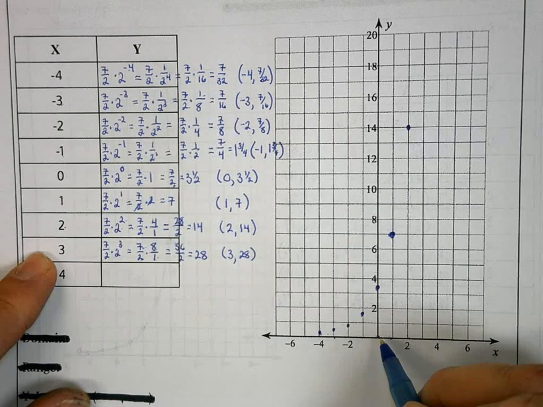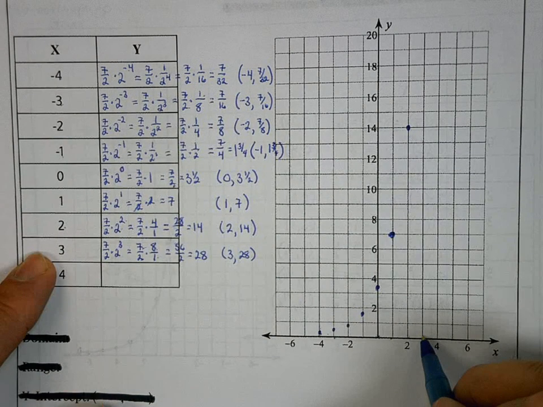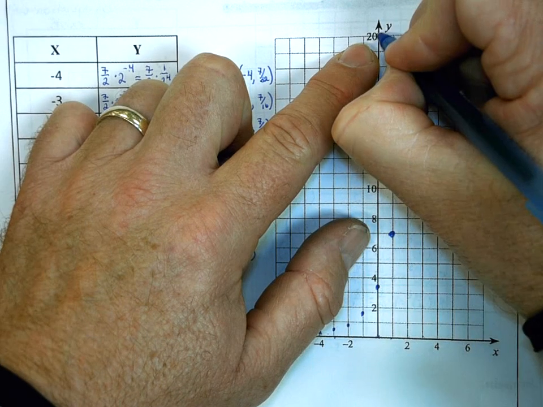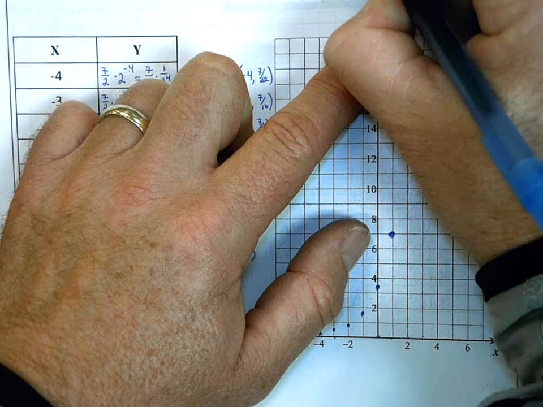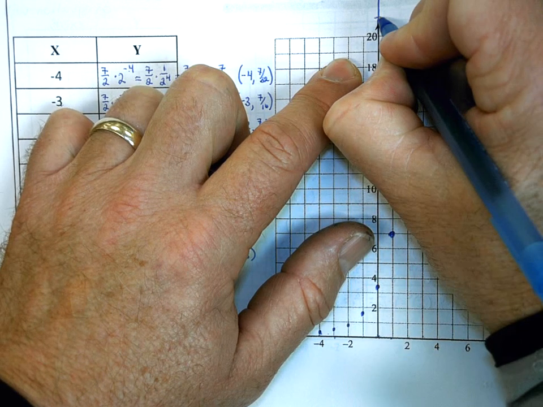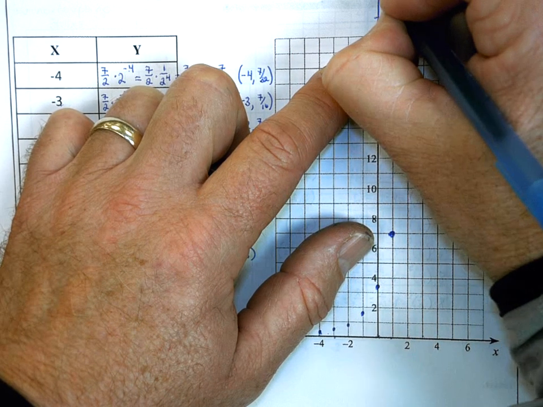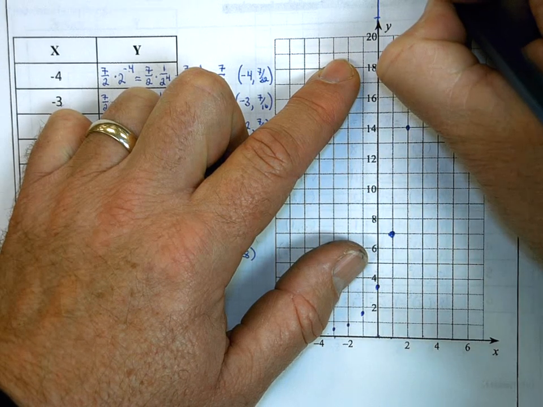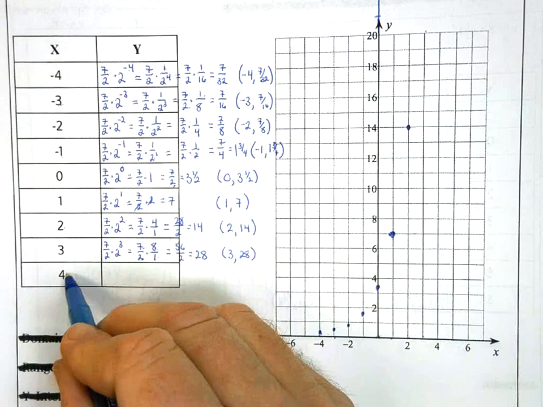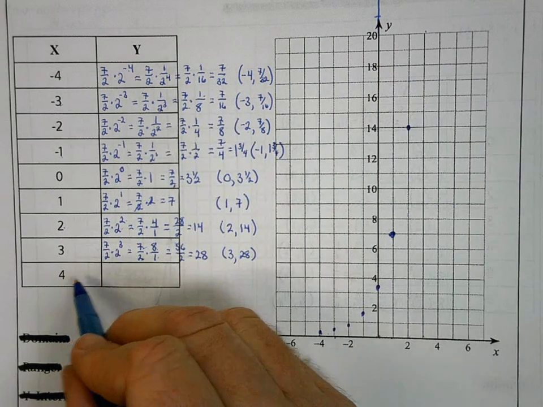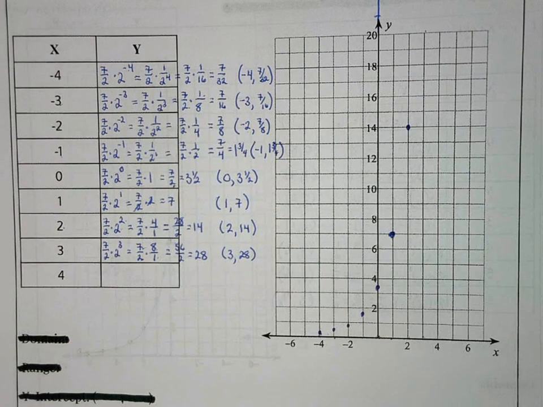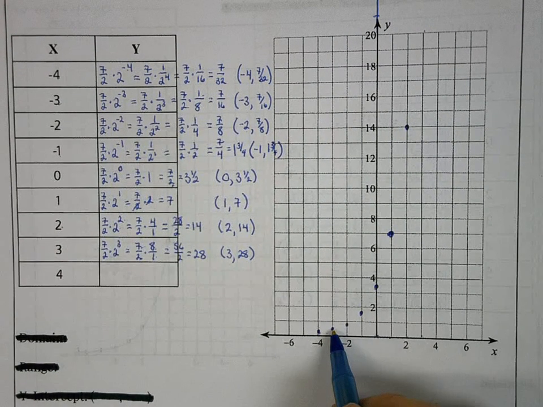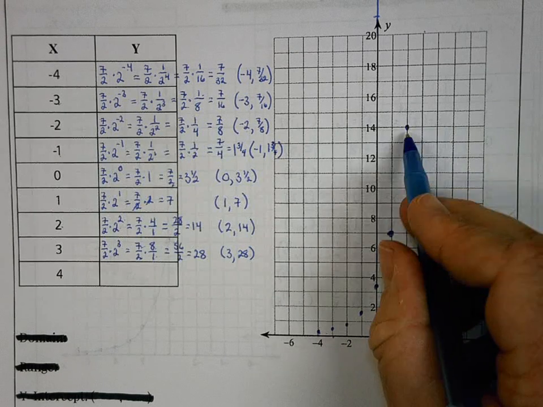So you can see when I try to plot this now, I'm going to go over to 3, and then I'm going to go all the way up to 28, which would take me off my graph. And if I wanted to, I could extend it up, so that'd be 22, 24, 26, 28. Heck, that would take me all the way to the top of my graph. Okay, now I'm not going to do the fourth point here because that value is just going to get larger and larger, which will even take me further off my graph. But now you can see I have 1, 2, 3, 4, 5, 6, 7, 8 points.